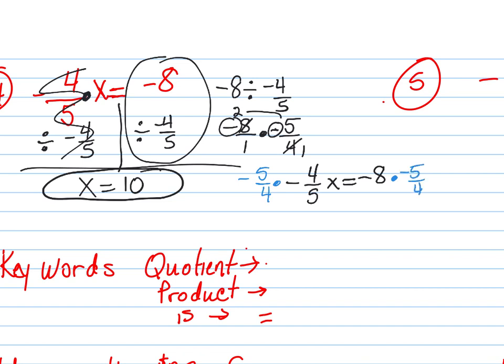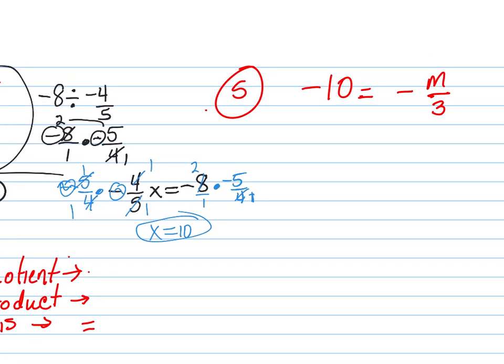What happens to the negatives here? They turn into positive. What happens to my 5s? They cancel out. 4s? Cancel out. I'm left with x equals, don't I get the same thing? Don't I get 10? Yeah. If you know you're multiplying by a fraction, you can either divide both sides by that fraction or you can multiply both sides by the reciprocal of the fraction.